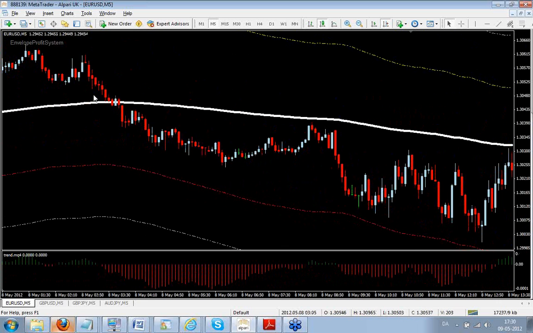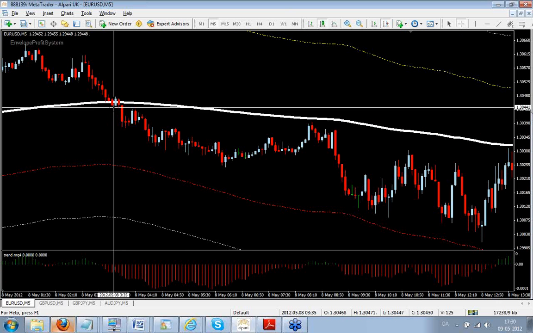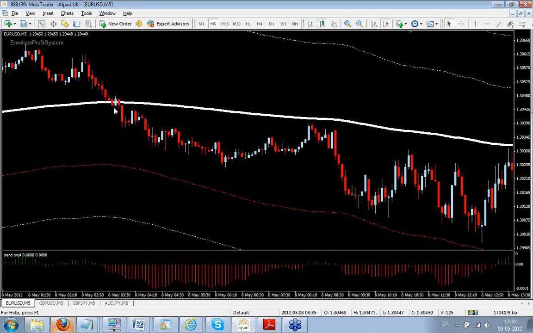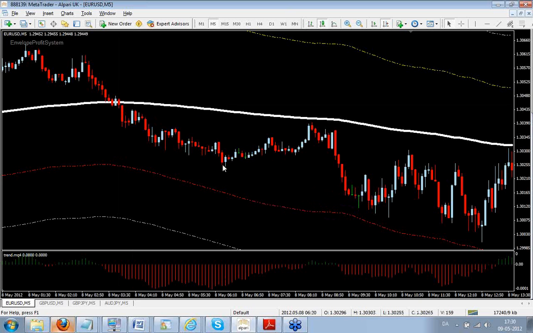And let me recap that. First trade, this is still a Eurodollar, the first trade that is triggered is always the best trade. There's no way to get around this. The first trade is always the best trade.